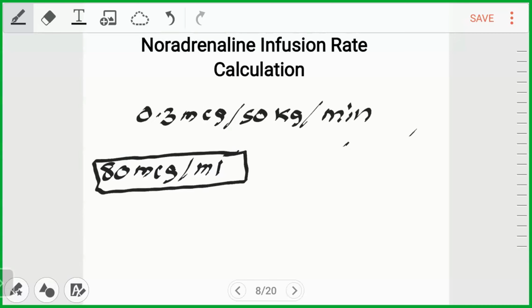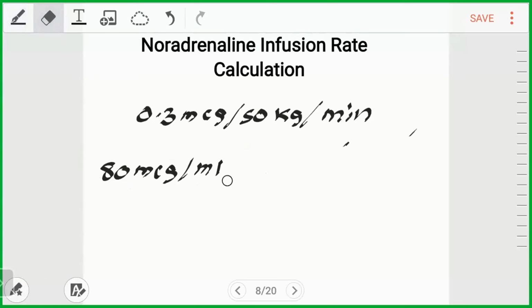Can anyone tell how to prepare this preparation? Four milligram, 50 ml. Yes, 4 mg in 50 ml. So now you have to administer 0.3 microgram per kilogram for a 50 kilogram person. So what would be the rate of this infusion? 11.25. Let's see.